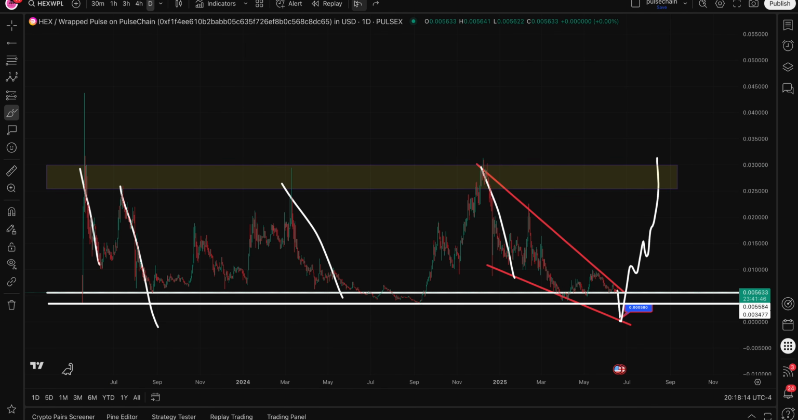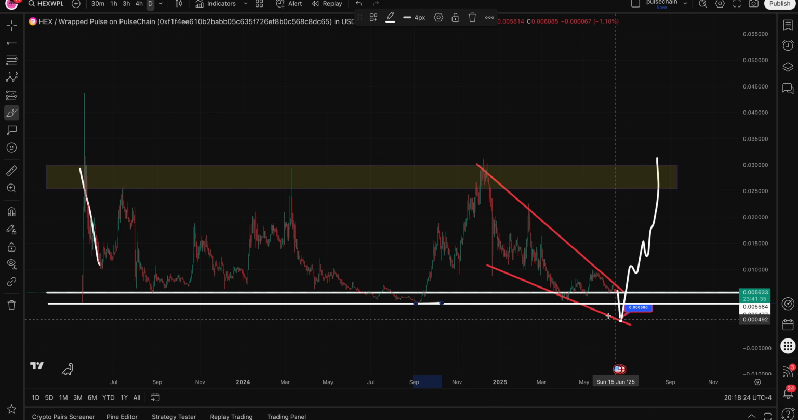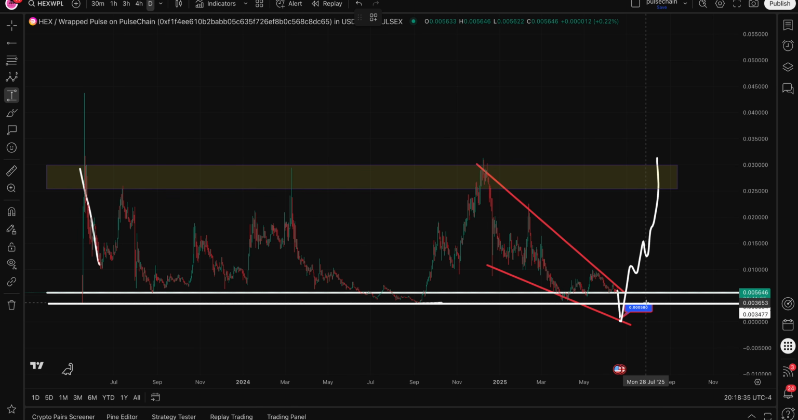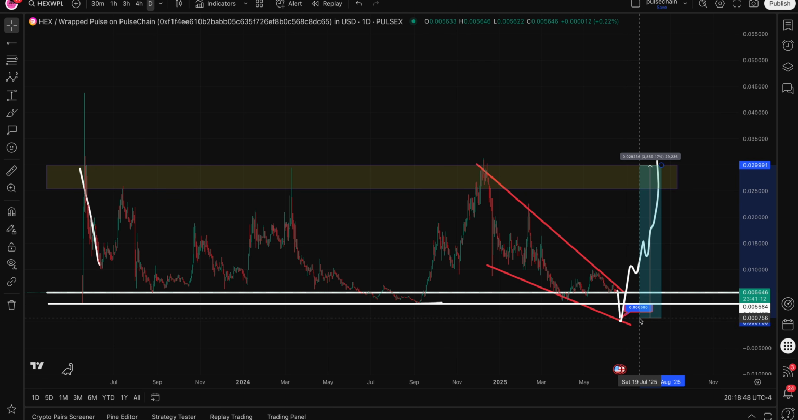So what if we come down to this level right here, take out the September 2024 lows, bottom out here, and then move up to that supply zone? From around, let's say you bought right midway through this fall, you'd be looking at a 10x. If you bought down here, you'd be looking at a 93x.